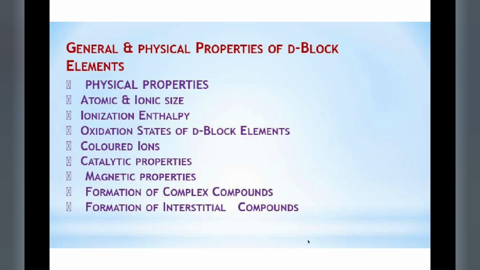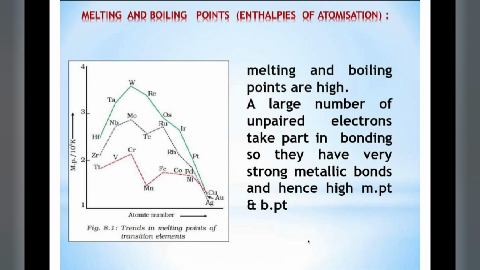Now first, what are boiling and melting points? They are called enthalpies of atomization. For the transition elements, you can see the chart of the trends in melting points of transition elements. Along the x-axis we have the atomic number, and I have given 3 different colors for 3 different series. For Mn, manganese, I have shown it in red color. You can see the other elements also: titanium, vanadium, chromium, iron, cobalt, nickel, palladium, etc. And for the middle one you can see the elements there, and for the green one, you can see it has 3 different graphs.